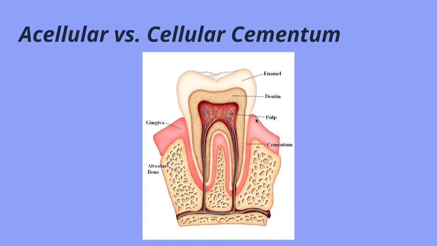Cementum at the roots of the tooth is cellular, and as cementum moves towards the portion of the tooth that is closest to the crown, it becomes acellular. This means it does not contain cells in its matrix.